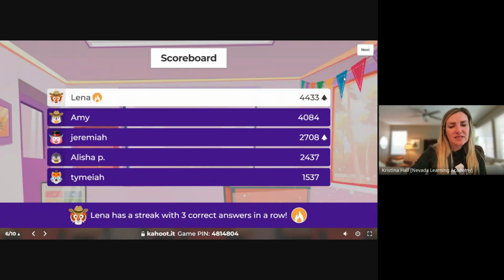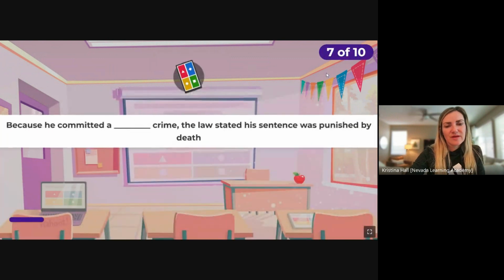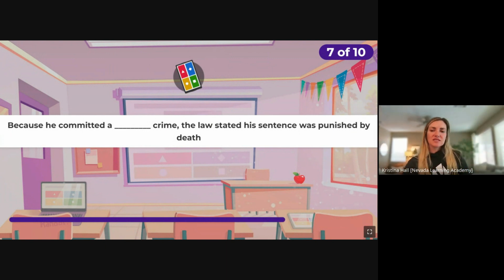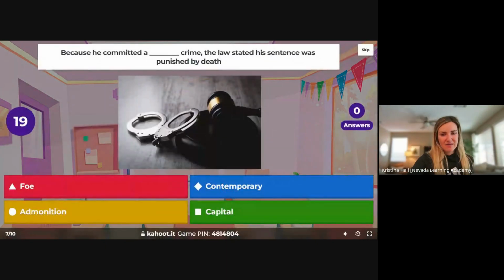All right. On the 3 in a row, back on top. Anybody's game. Because he committed a blank crime, the law states his sentence was punished by death. So, contemporary, admonition, or capital. We talked about this. No, you misclicked. Oh, no. You still got a few questions. It's still possible. Don't give up. Come back from behind.